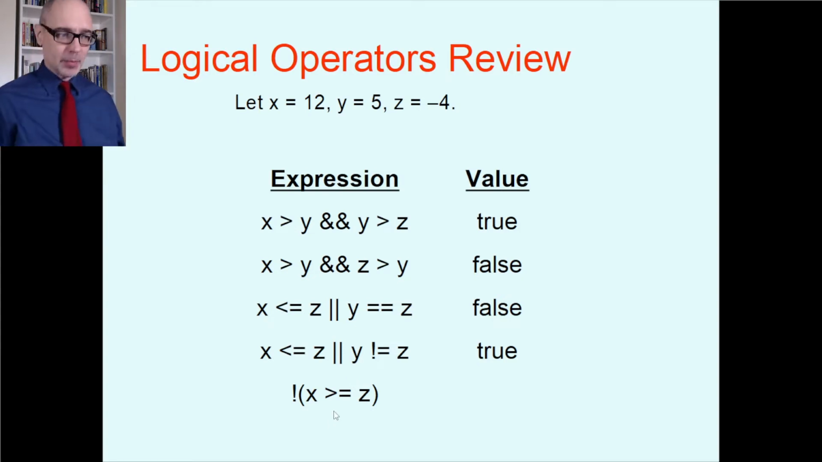Now this last one might be the trickiest, but you can probably see what's happening. So inside parentheses gets checked first. Is 12 greater than or equal to -4? That is true. And then the not happens to it. And notice that you write the not in front of the expression that you're trying to modify. So if this initial thing was true, not flips it to false.